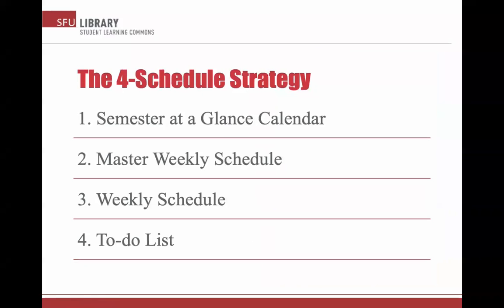At the Student Learning Commons, we recommend that students adopt a 4-schedule strategy. That consists of making a big picture, semester at a glance calendar, which I will be telling you about in a minute, and you will get a chance to actually make your own. And then also the master weekly schedule, which leads into a weekly schedule. So we recommend that students have some sort of scheduling system to see on a day-to-day, week-to-week basis what's coming up for them, and also have a to-do list of their few priorities for the day.